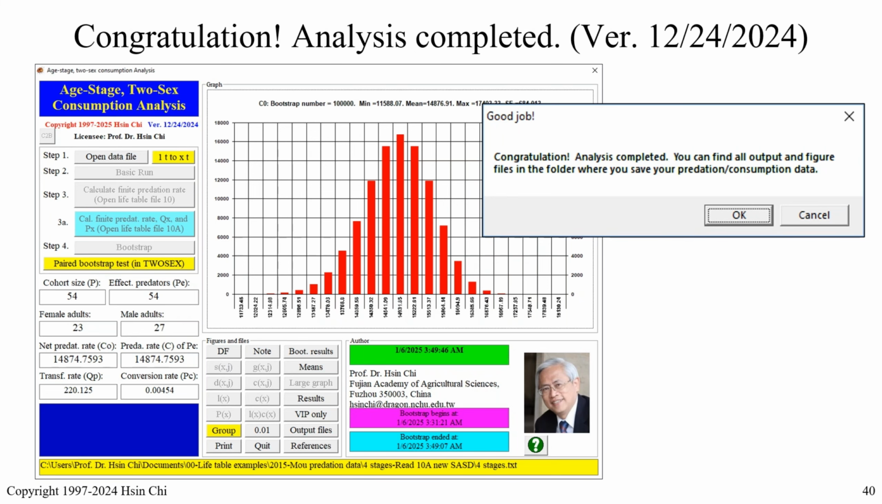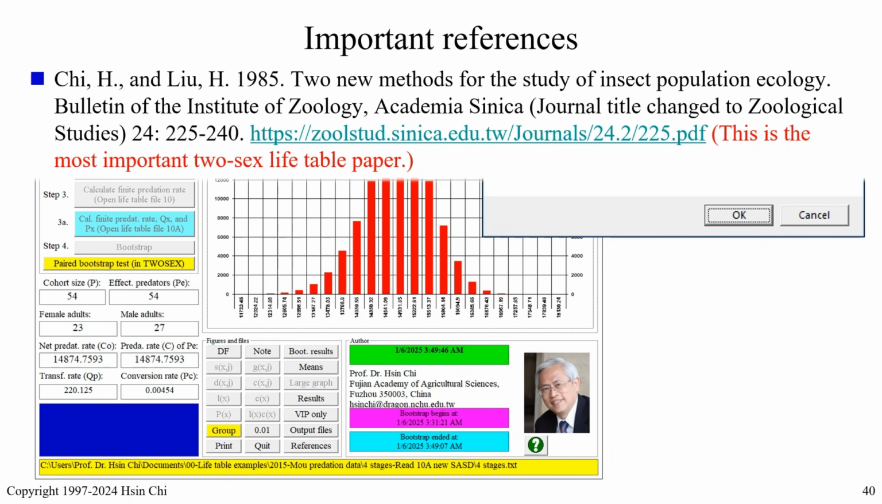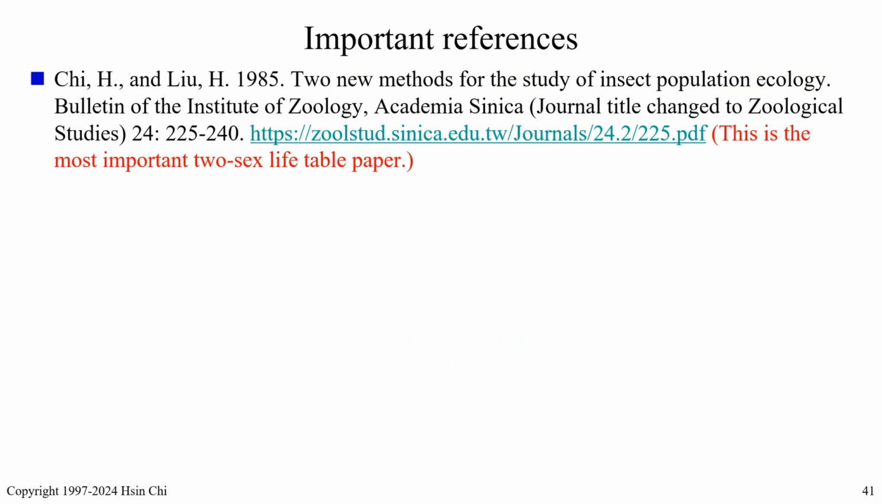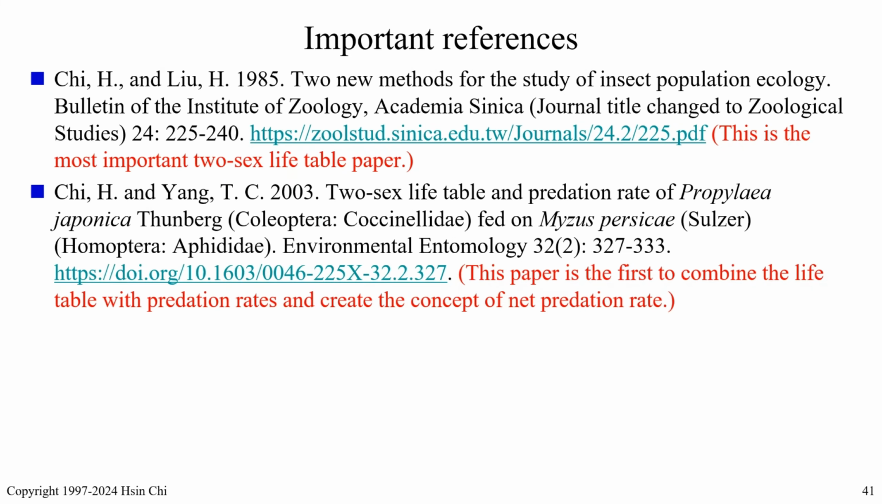This slide is the new version of CONSUME. If you don't see this screen in your CONSUME program, you have to download the new version. As you use CONSUME, you must carefully read the following important literature on life table and predation rate. The first life table paper published in 1985 is the most important reference of the age-stage, two-sex life table. The second paper published in 2003 is the first predation rate paper based on the two-sex life table.